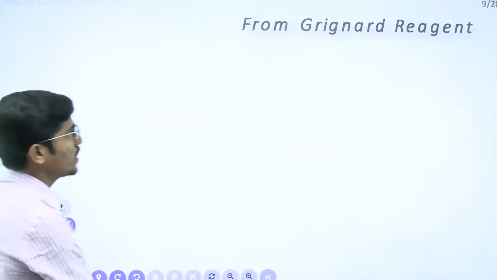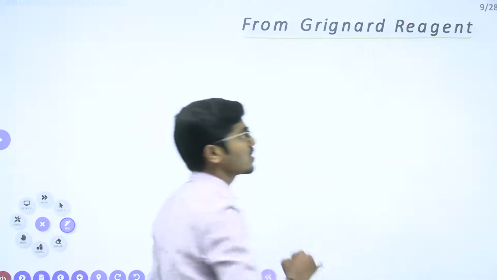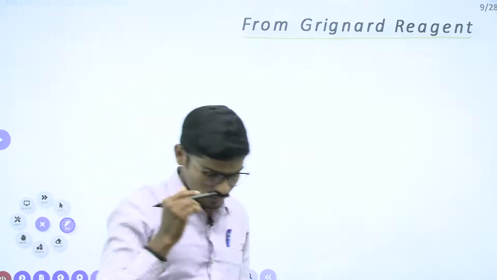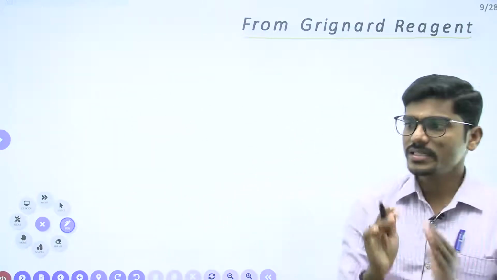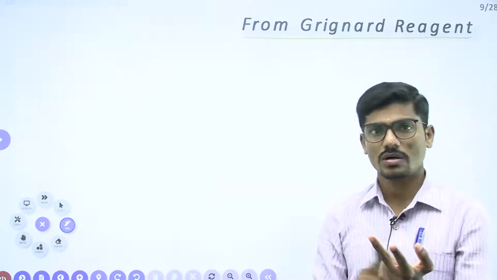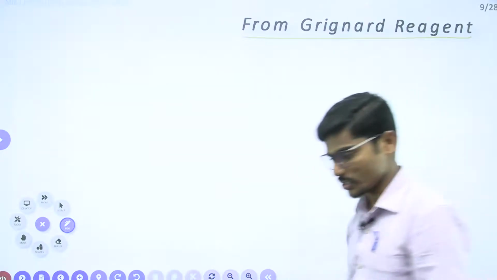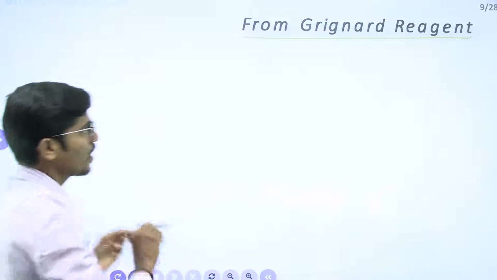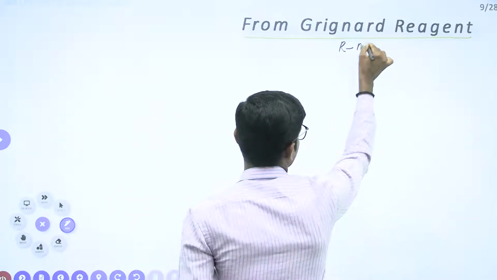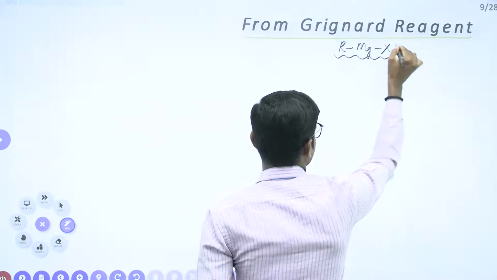The next important reaction is from Grignard reagent. This is a very important reaction to prepare alcohols. In this case we get different alcohols, that is primary alcohol, secondary alcohol, and tertiary alcohols also, which we can prepare by using the Grignard reagent. What is the formula of Grignard reagent? RMgX, alkyl magnesium halide, Grignard reagent, right?